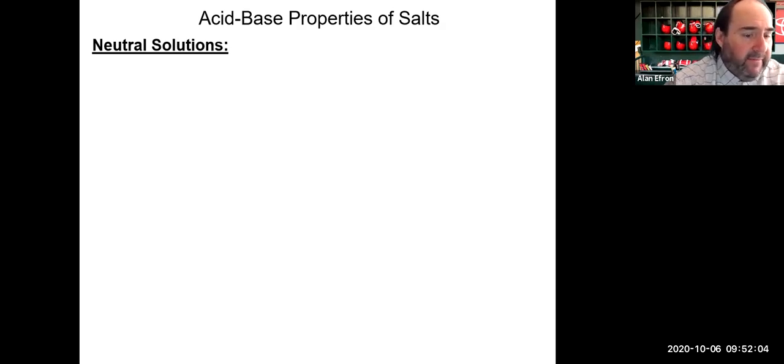Now, when we have acids that have oxygen in them, there are really two situations that occur. One situation is where we have a different central atom, but everything on the outside is pretty much the same.